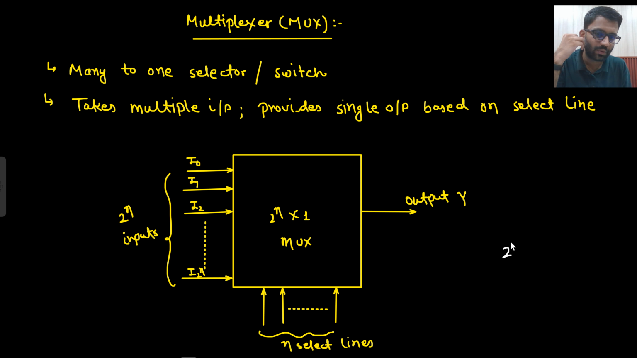If your mux is 2 to the power n into 1, this shows the number of inputs, this shows the number of outputs, which will always be 1 only, and this n shows the number of select lines, which you don't need to mug up, eventually you will remember it.